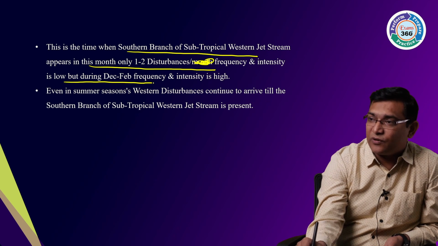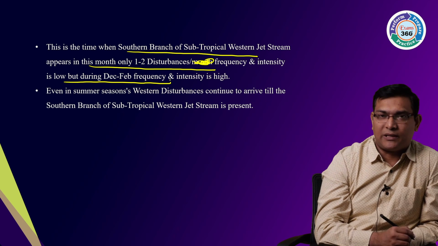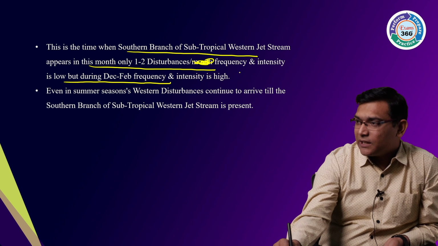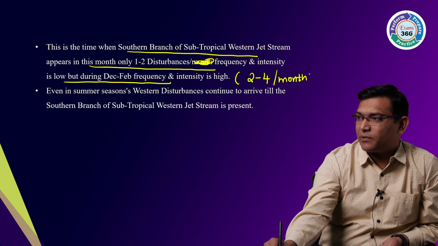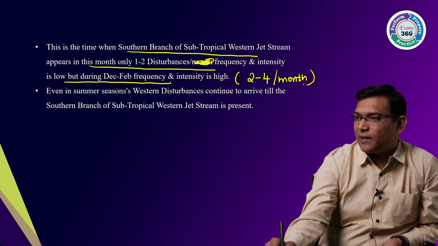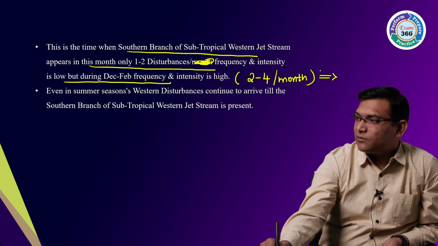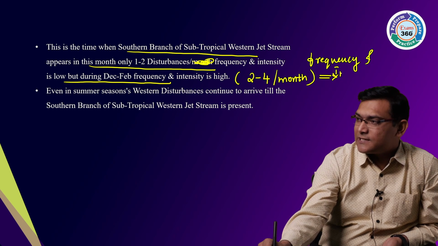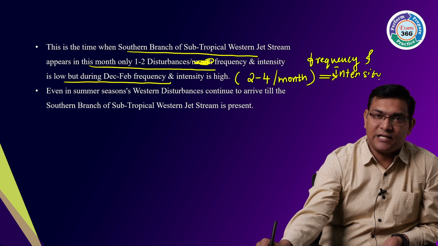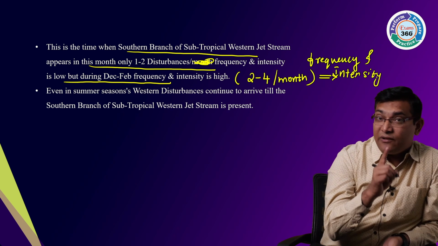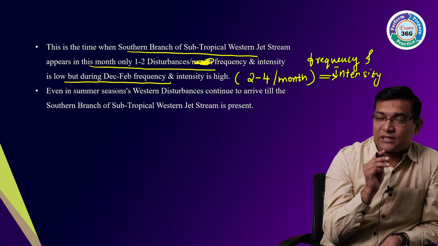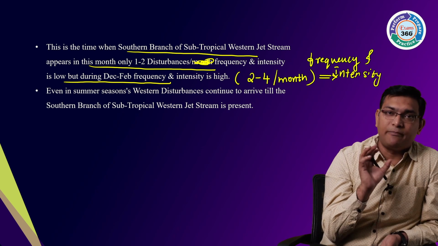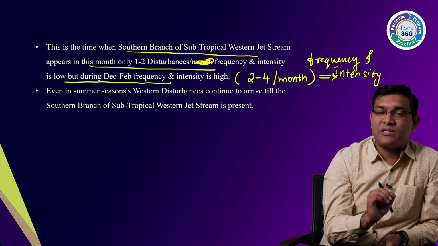But during December to February, the frequency is very high. That means 2 to 4 disturbances per month will take place. So because of this, what will happen? Frequency and intensity of the rainfall increases here. Clear? And even in the month of May, unless the southern branch of the subtropical jet stream disappears, there will be disturbances created in India.